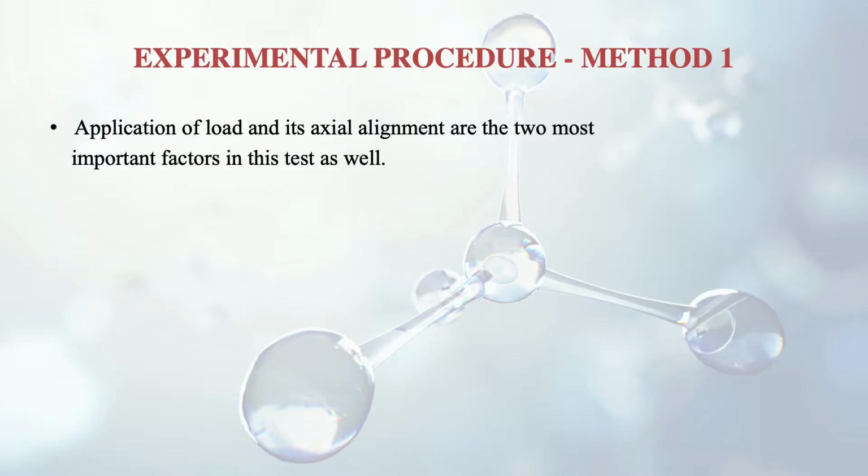Now we will discuss the experimental procedure. How do we do the compression test, whether it be a ductile material or a brittle material. Very important in this is the application of load and axial alignment. So the application of load and axial alignment are the two most important factors.